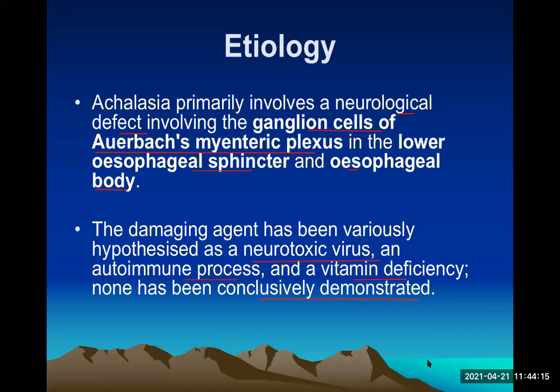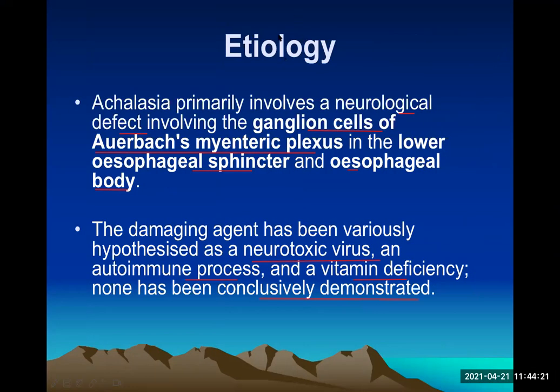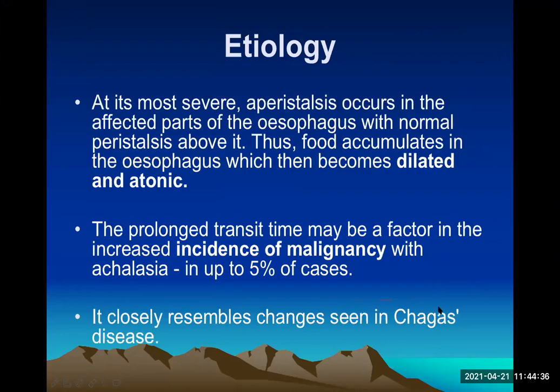So what is the causative agent of Chagas disease? T. cruzi. Trypanosoma cruzi. Exactly. Very nice. Trypanosoma cruzi, also known as American sleeping sickness. So that is strongly associated with achalasia, which may be discussed in the next slide.